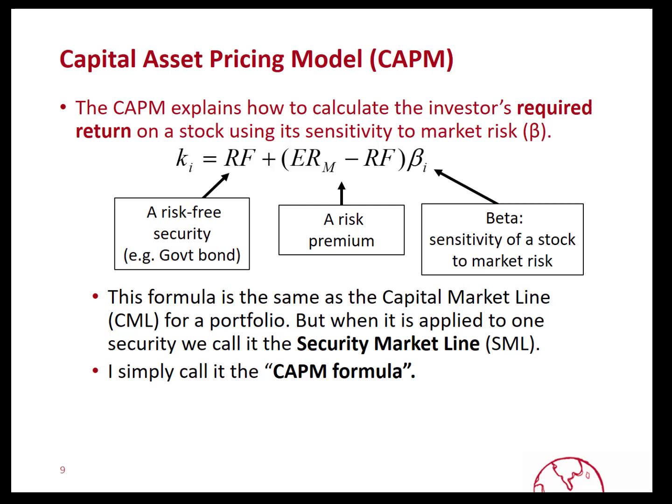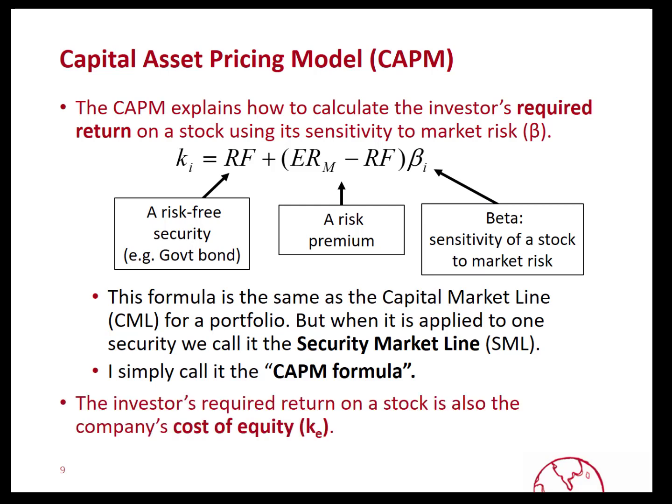Again, when we're talking about portfolios, we refer to this as the capital market line, but when we're talking about individual securities, meaning one stock, we're going to call it the security market line. I prefer to simply call it the CAPM formula. And the CAPM formula not only allows you to get the required return for a stock, if you flip it on its head and look at this from a company's point of view, this is going to be how a company thinks about the cost of equity that they need to pay investors when raising money by selling equity.